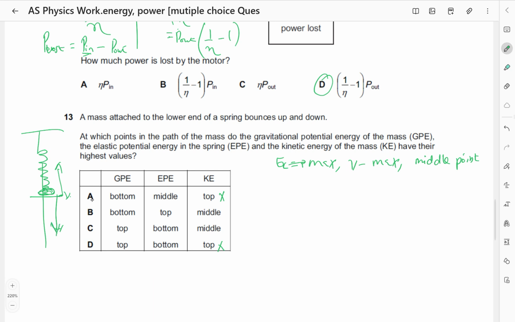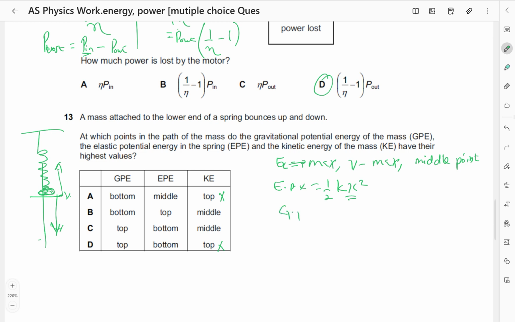If it moves downwards, the spring stretches, and the elastic potential energy becomes maximum at the lowest point, or elastic potential energy is maximum at the highest point, because elastic potential energy is equal to a half kx squared. So when x is maximum at the lowest point or at the highest point, then elastic potential energy is maximum. So for elastic potential energy, we look at the top or at the bottom. So B and C have both top and bottom, so we can't use that column for answering.